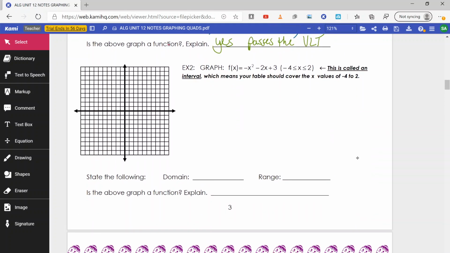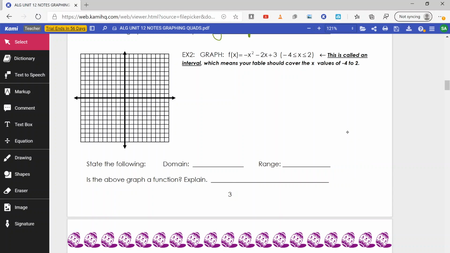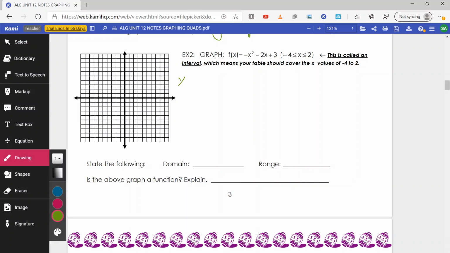Now number 2 gives us a little bit of a stipulation. It says graph f of x equals negative x squared minus 2x plus 3 over the interval -4 is less than or equal to x, which is less than or equal to 2. So again, it's an interval because we're only covering those x values from -4 to 2. What I want to do is the same thing that I did in the previous problem: find the turning point, create a table, and find points that would wrap around our turning point. So step 1, x equals -b over 2a.